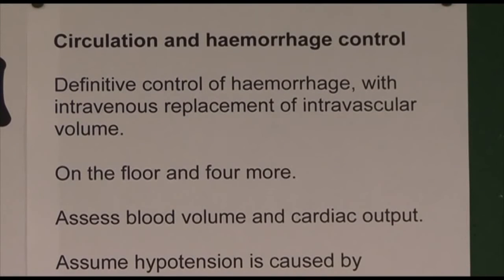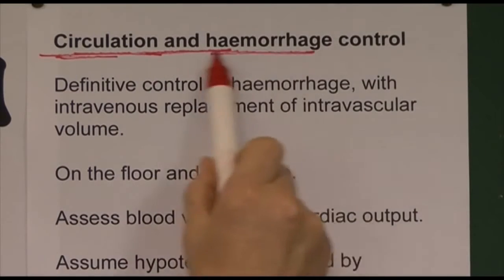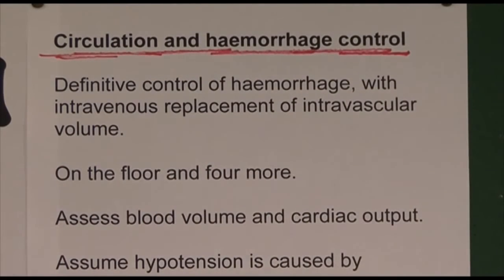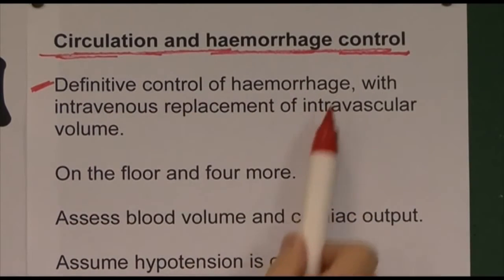So, A for airway with cervical spine protection, B for breathing with ventilation, C for circulation and hemorrhage control, our next priority. And the first thing to say is completely obvious: fix the leak. Stop the blood coming out. That's called definitive hemorrhage control. So you might need to apply direct pressure, you might need to put artery clips and ligate bleeding vessels, you may need emergency preoperative care so the patient can have a splenectomy if the spleen's bleeding. Whatever it is though, you've got to stop the leak. Definitive hemorrhage control means we get the bleeding stopped.